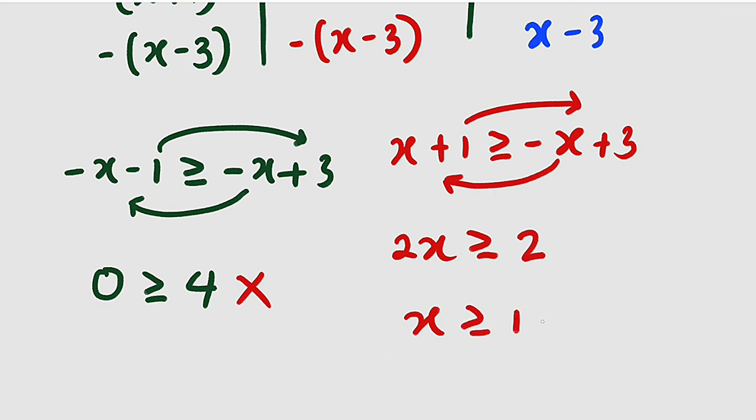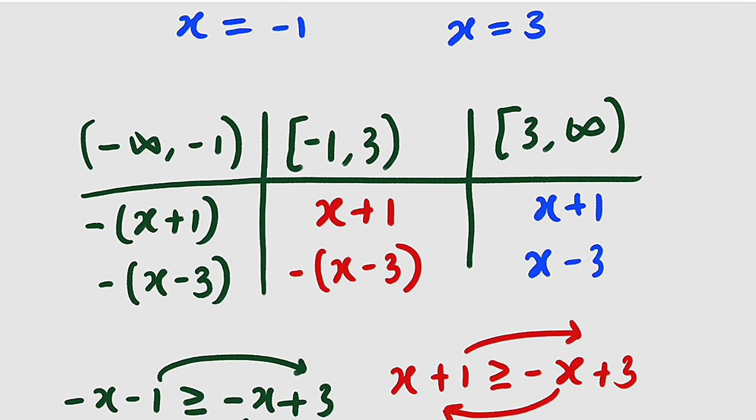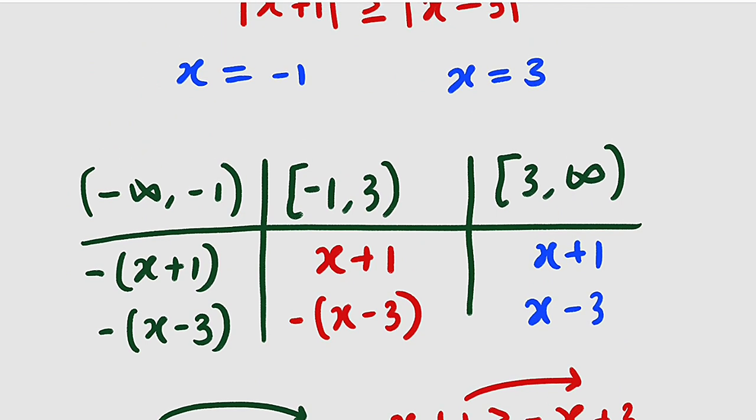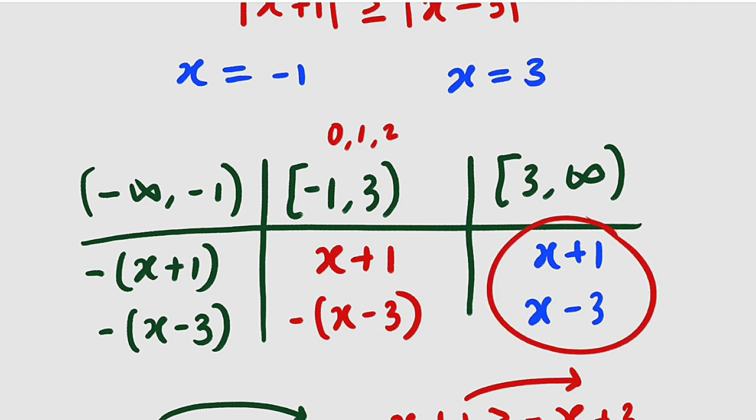But you have to confirm whether this is within the interval x greater than 1. Yes, x greater or equal to 1 is within this, definitely, because we have 0, we have 1, we have 2, all these values. So you can see that it is from 1 down to 3 excluding 3. So let's move to the last one, which is this one.